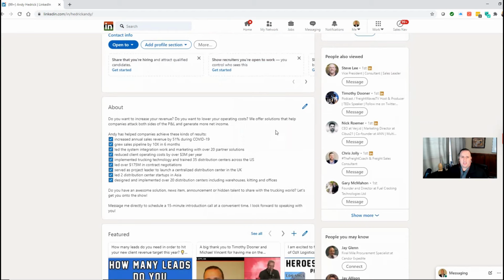The next thing they're going to look at is your about section. Now, this should be what's in it for them. What's in it for that executive if they're going to work with you? What is in it for them? So try and highlight right away your value proposition. With us, we have increasing revenue and lower operating costs. Those are our two primary areas of focus.